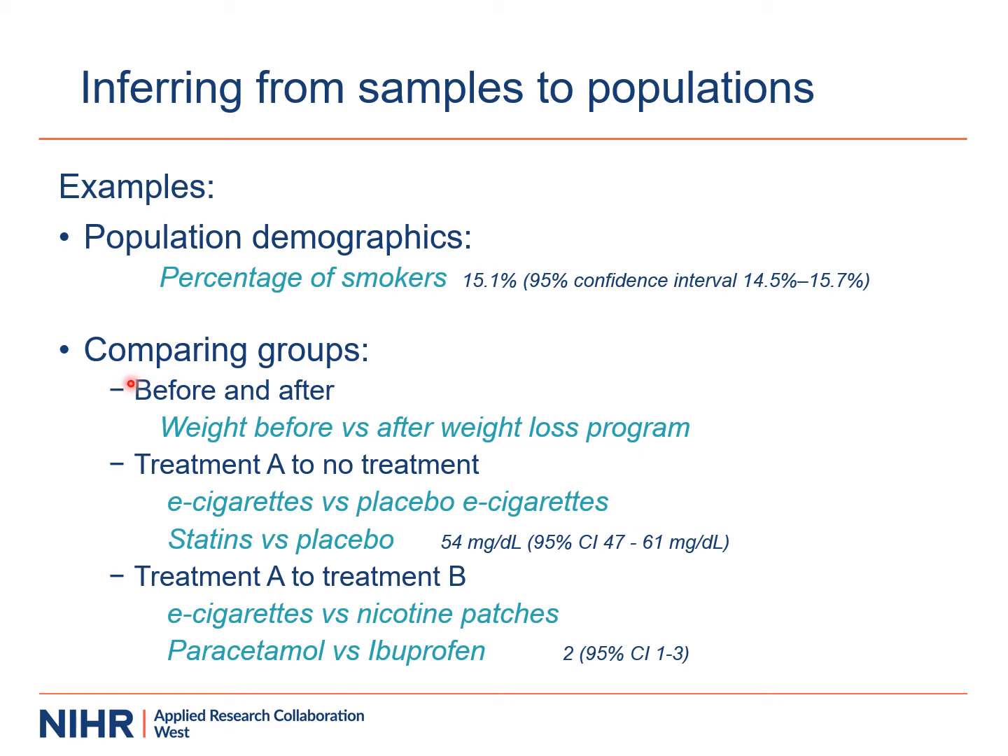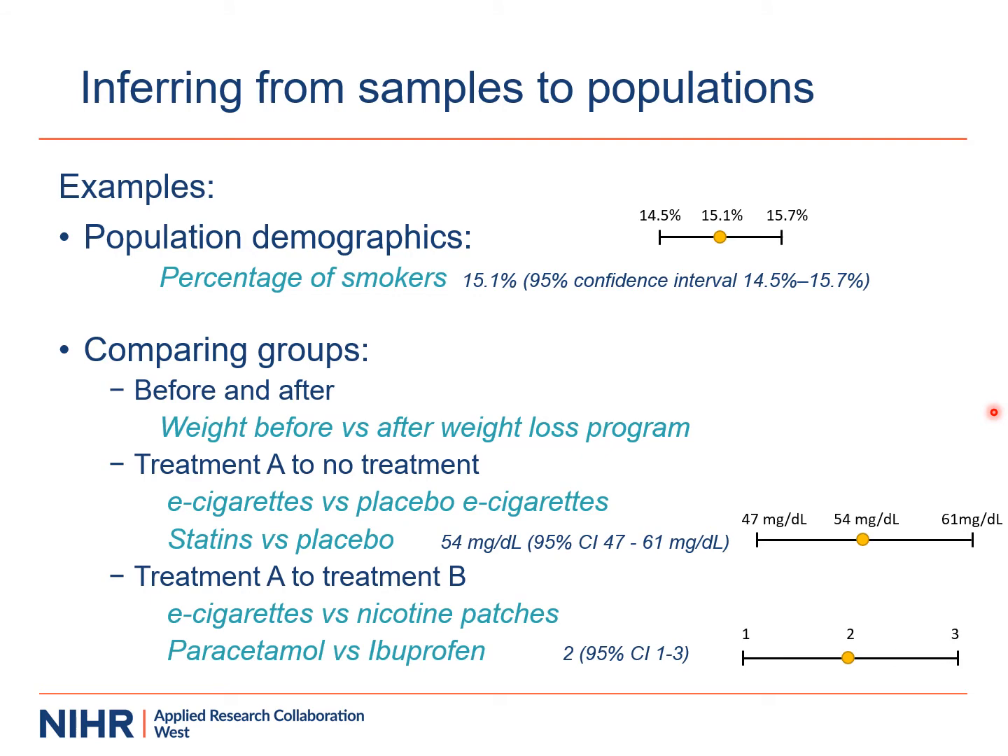And also for comparing groups, so in the weight loss study example that I've used before, we had a before and after measurement, and you will measure the difference between before and after and look at the confidence around the difference. Or you can compare two different treatment groups. So this is, for instance, the e-cigarette study that I mentioned. So when you compare e-cigarettes to placebo e-cigarettes, or another example would be statins versus a placebo. And in this case, they measure a mean difference and show a confidence interval there.